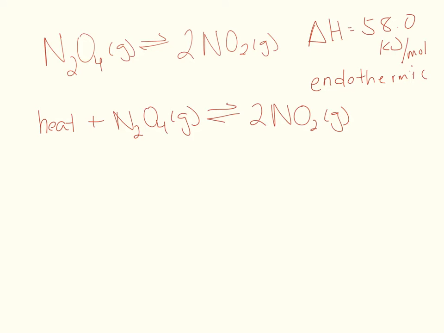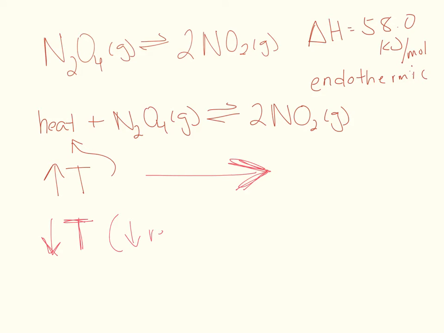So if you were to increase the temperature of this system here, that means you would essentially be adding a reactant, okay? And remember, when you add a reactant, you shift towards the product side. Conversely, if you were to decrease the temperature, that would be synonymous to saying you would be taking away reactant, right? If you're taking away reactant, that means you shift the overall equilibrium towards the reactant side.